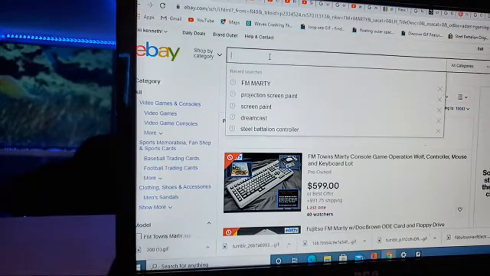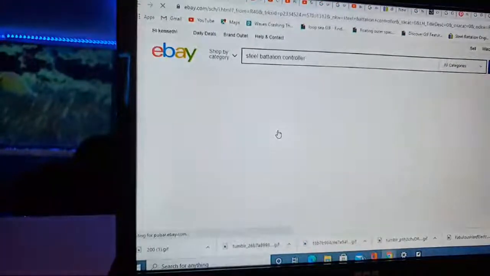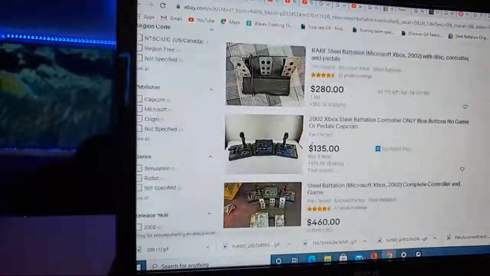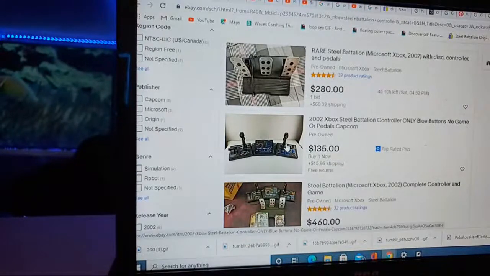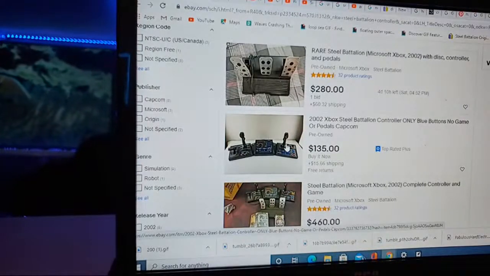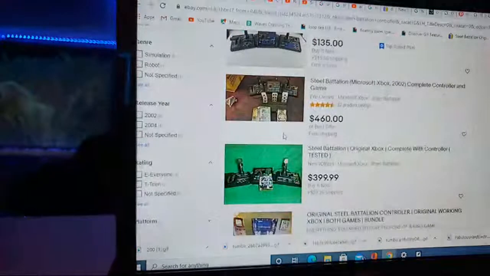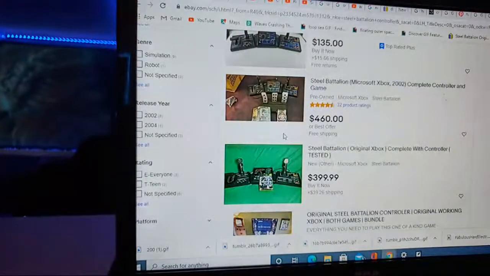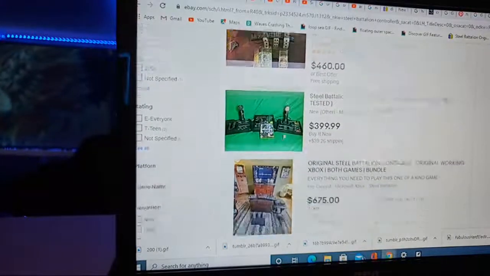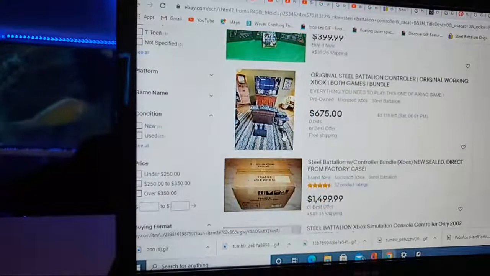Steel Battalion controller. I should buy one of these. I have to buy this controller. Someone got one for $135, but ain't no pedals with it. No game or no pedals. Ain't no point in me buying that. What do we got? Anybody got one here? Let's see. I came here last time, but everybody wanted too much.